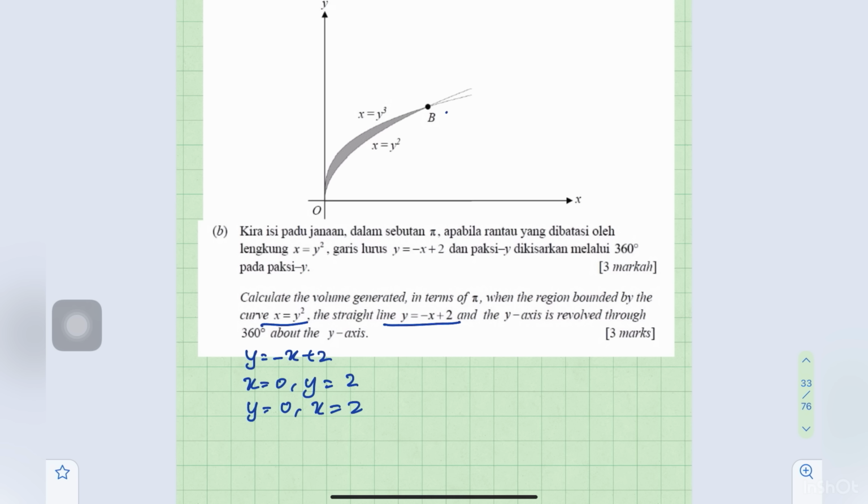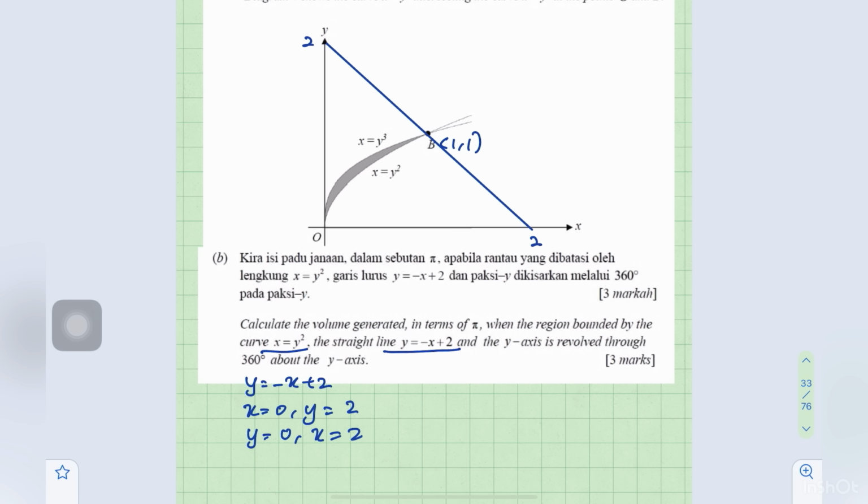Jadi tadi B dia 1, 1. So the straight line passes through B. Okay, macam ni lah lebih kurang. Okay, so this is the point. This is 2, this one is 2 as well. So 2 straight line dia. Now we need to find the region bounded by the curve x equals to y squared, the straight line, and the y-axis. So the region dia this one lah.